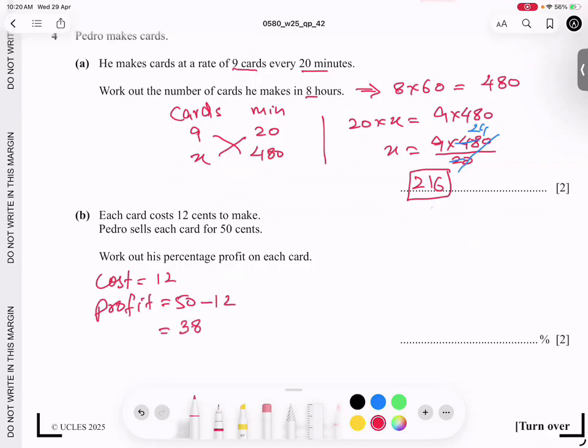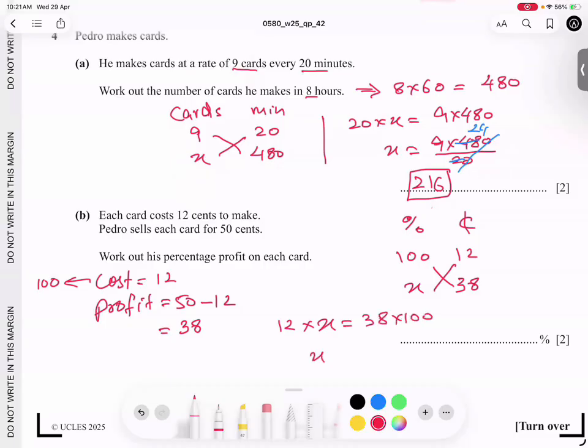So now we write here percentage profit and percentage, and writing here cents. The cost is always taken as 100%. So 12 cents is equal to 100, and 38 cents equals how much? Cross multiply. So x times 12 equals 38 into 100. So x is 38 into 100 divided by 12.